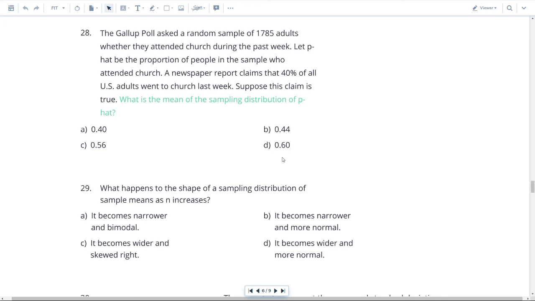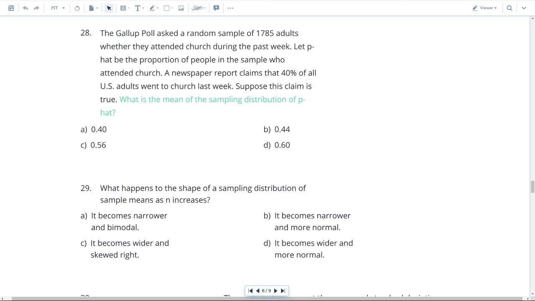Anyway, number 29. 83% of you got this right. What happens to the shape of the sampling distribution as the sample size n increases? This is the fundamental theorem of statistics, the central limit theorem. Obviously, we're talking about sample means. As the sample size increases, it definitely becomes more normal, but it becomes more narrow. You have more and more data points that fit closer and closer to the center of that normal distribution. So it does become more narrow.